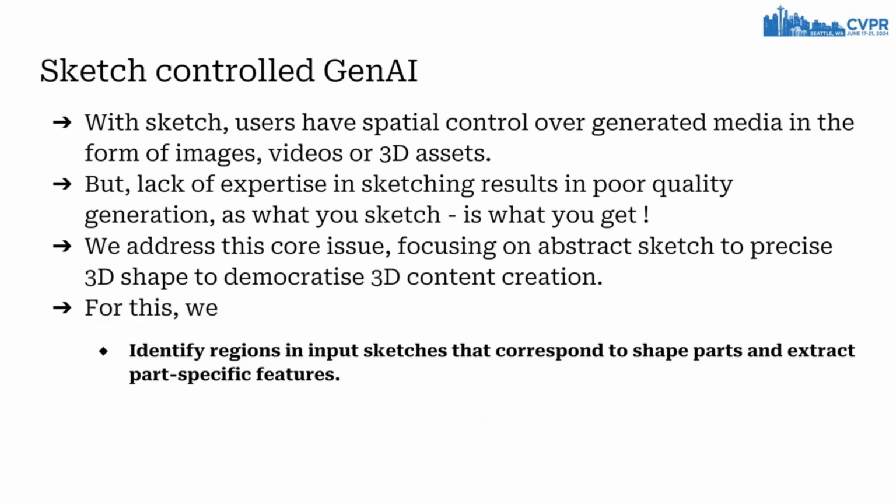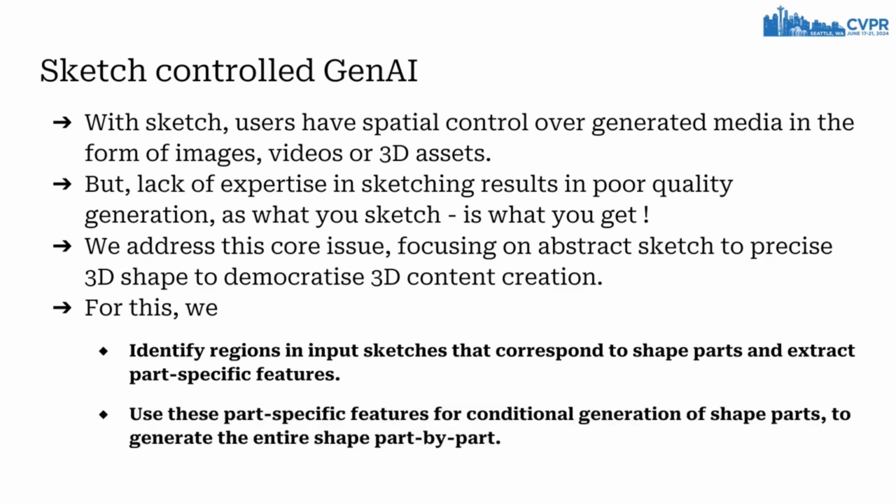For this, we identify regions in input sketches that correspond to shape parts and extract part-specific features from these sketches. Next, we use these part features for conditional generation of shape parts to generate the entire shape part by part.